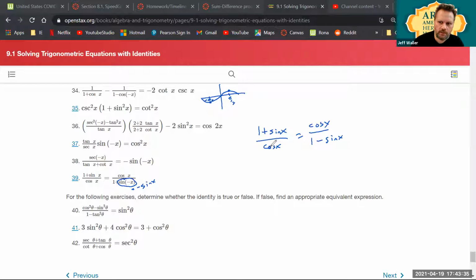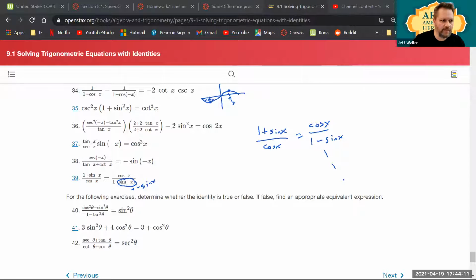The reason I love this problem is because of this. Watch. This says verify this identity, which basically means it's true. I just have to show that it's true. So I can pick one side or the other to work with. Now, does it look like there's much I could do? Well, here's the thing. If this equation is true and I work with this side, what do I eventually have to get on the top? 1 plus sine of x.